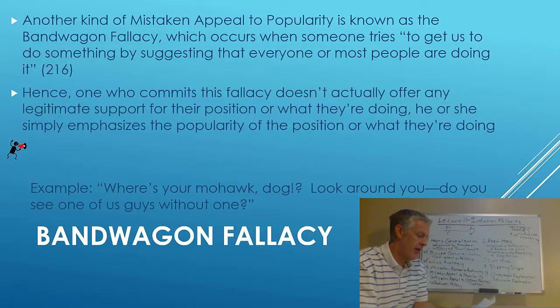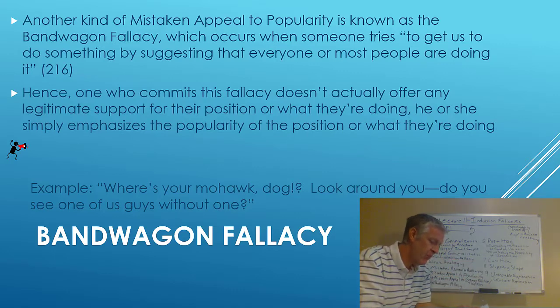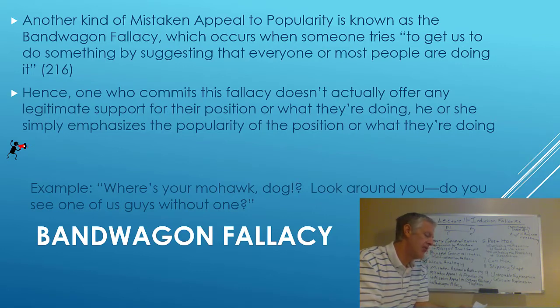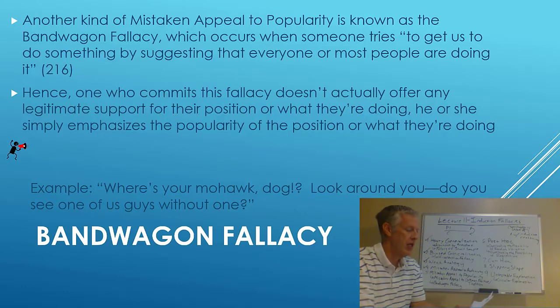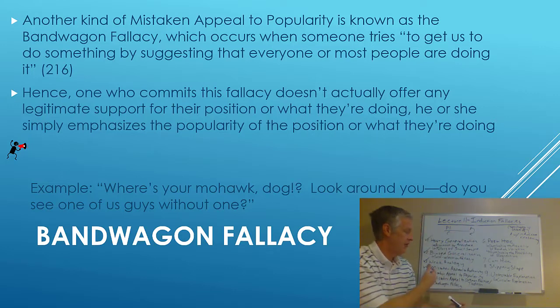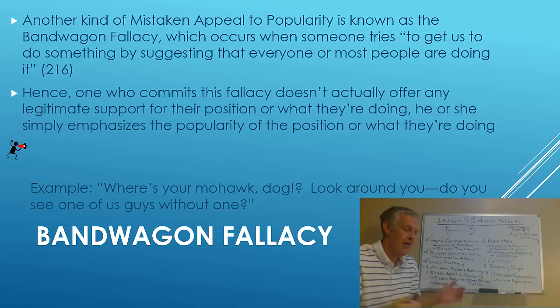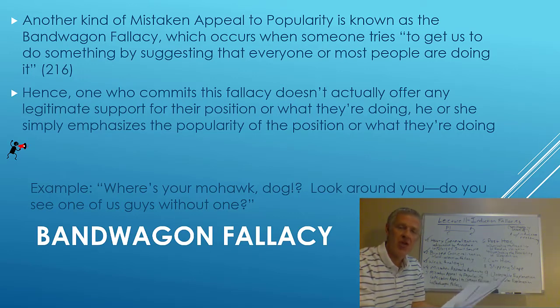So, as I mentioned at the top of slide 9, this bandwagon fallacy is another version of mistaken appeal to popularity, which occurs when someone tries, quote, to get us to do something by suggesting that everyone or most people are doing it, end quote. That's from page 216 of the 13th edition. Again, they're not actually offering legitimate support. They're just appealing to the fact that everyone already does it, already takes that position. Well, that in itself is never, from a logician and critical thinker's perspective, legitimate evidence.